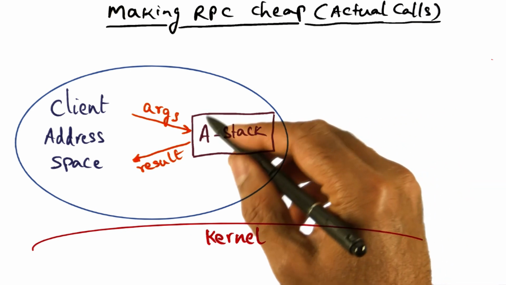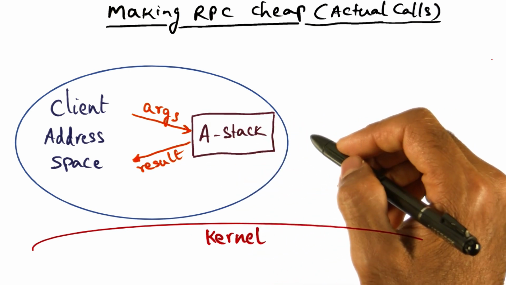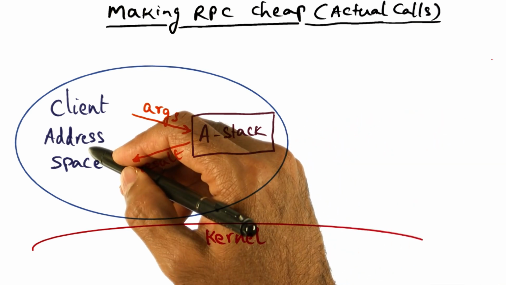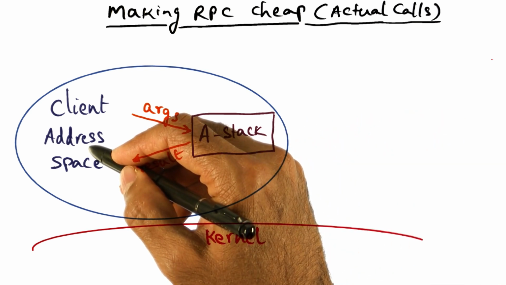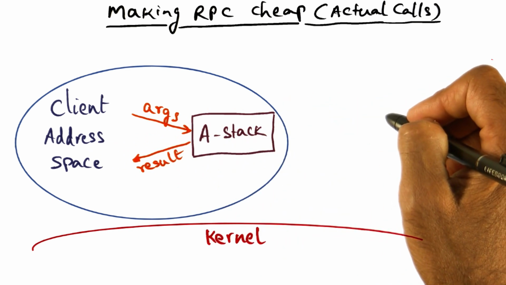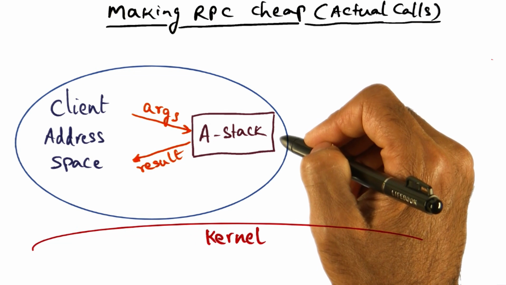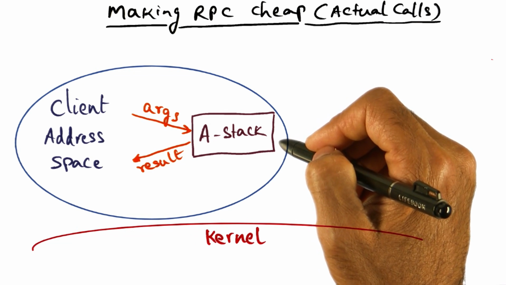And since only the A stack is mapped into the address space of both the client and the server, if this has pointers pointing into other parts of the client address space, the server is not going to be able to access that. So it is important that the arguments are passed by value and not by reference.